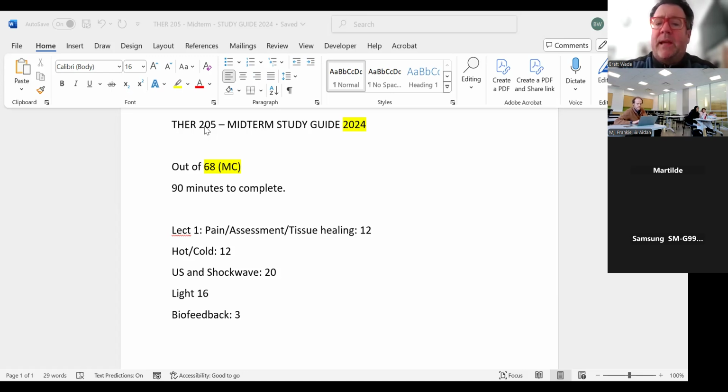Lecture two, as we're going to see, is about the same: hot and cold. And I'll go through that. You can see 12 questions. Ultrasound and shockwave, you do see is the biggest area, which makes sense. It's a lot of technical information there. Then slotting into second position is light at 16 questions, and biofeedback has very few questions, maybe 3 up to 5. Again, those could change a little bit as I finalize that exam, but it looks like it'll be somewhere around there.